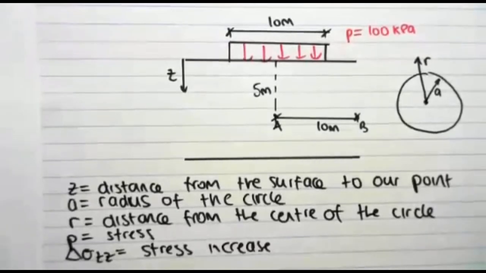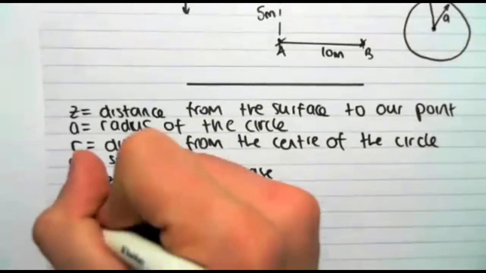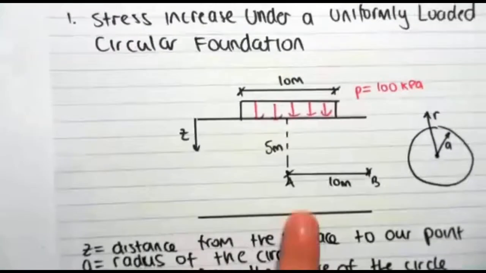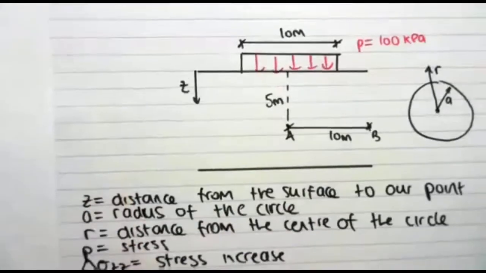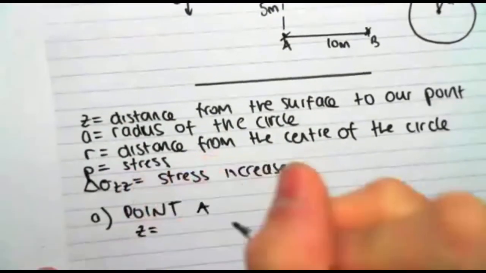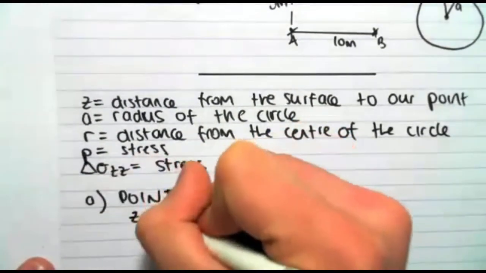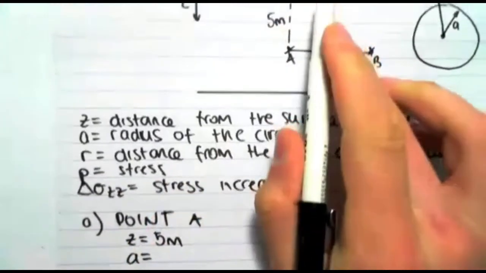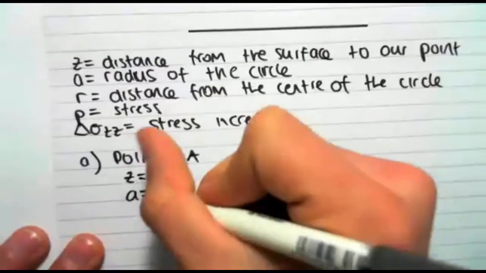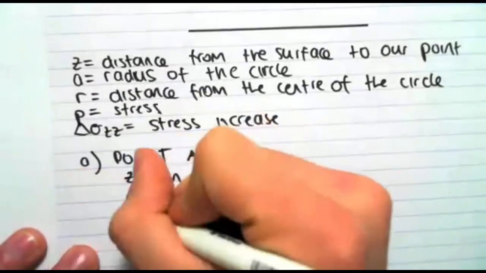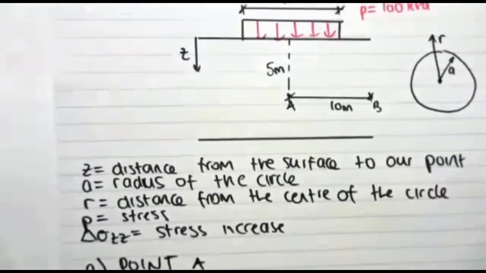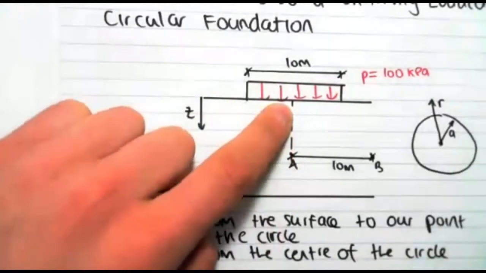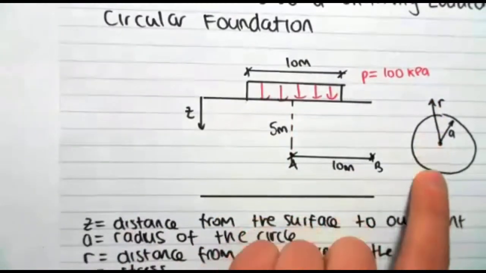So let's do a quick example. We want to know, let's do point A. We want to know what's going on at point A. So this is point A. We're going to define all these things. Z is the distance, so Z is 5 meters. A is the radius of the circle, so the diameter is 10 meters, which means the radius is 5 meters. And R is the distance from the center line that we're at. In our case, we're at the center line, so the distance we're going out from the center line is 0.